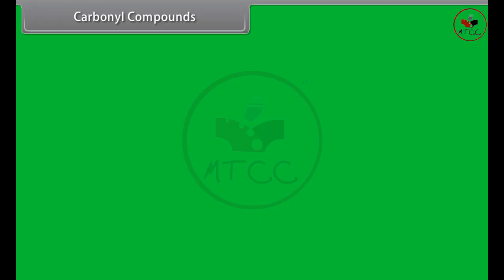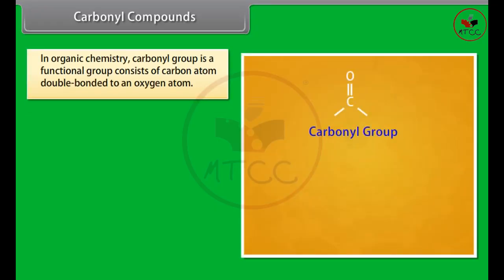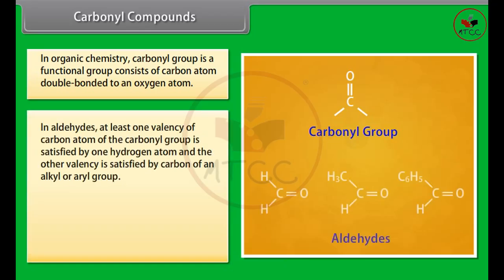Carbonyl compounds. In organic chemistry, carbonyl group is a functional group consisting of a carbon atom double bonded to an oxygen atom. In aldehydes, at least one valency of carbon atom of the carbonyl group is satisfied by one hydrogen atom and the other valency is satisfied by carbon of an alkyl or aryl group. Thus, the functional group of aldehydes is CHO.